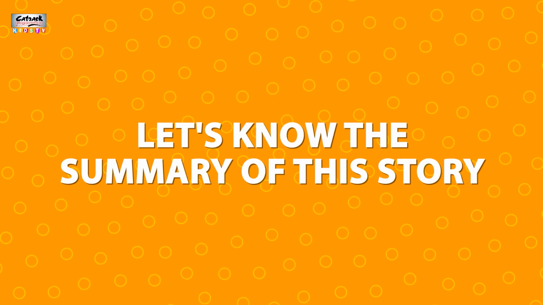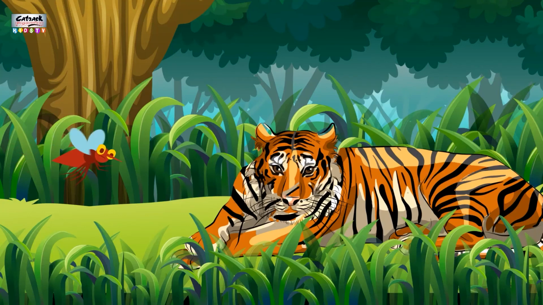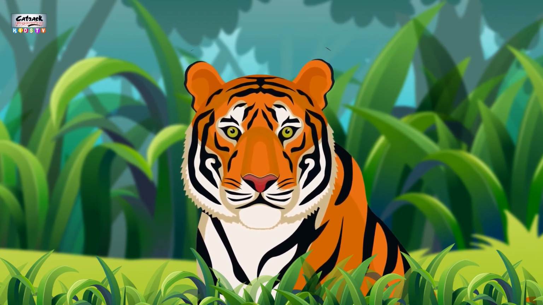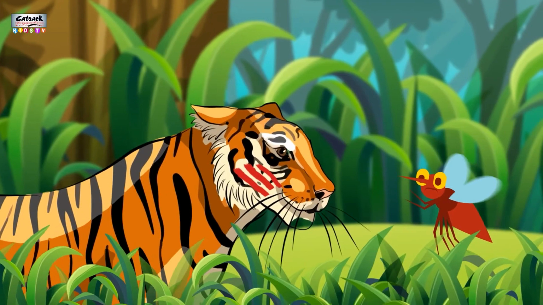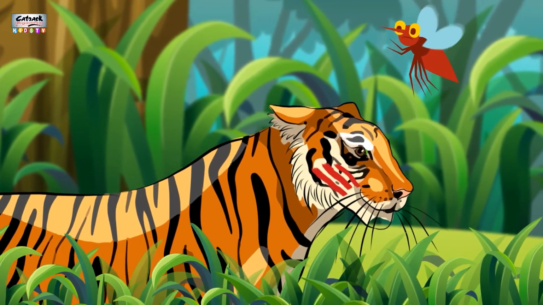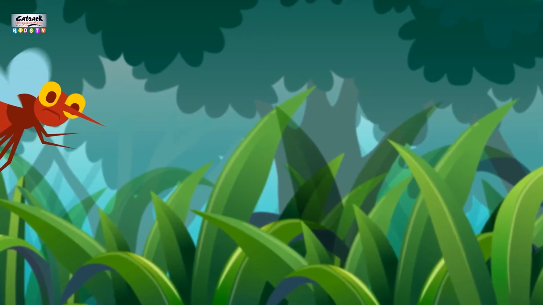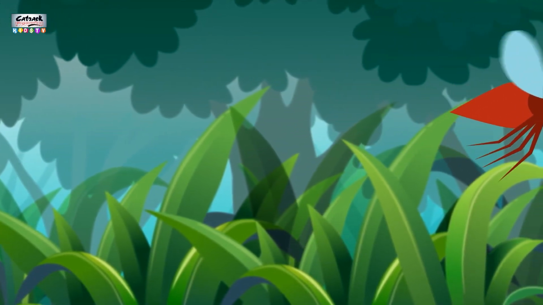Let's know the summary of the story. This is a story of a tiger and a mosquito. Once the tiger was relaxing, a mosquito came buzzing near to him. The tiger became frustrated and told the mosquito to go away. But the mosquito kept buzzing around him and disturbed the tiger. The tiger attacked the mosquito with his paw, but the paw struck his own cheek. The same thing happened again. The tiger helplessly walked away. The mosquito gave a lesson to the tiger: never be proud, because everyone has their own qualities.